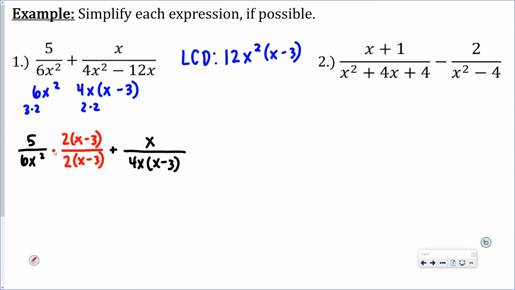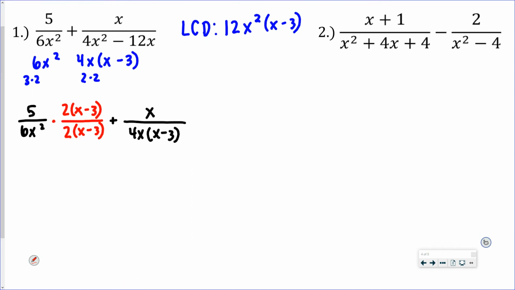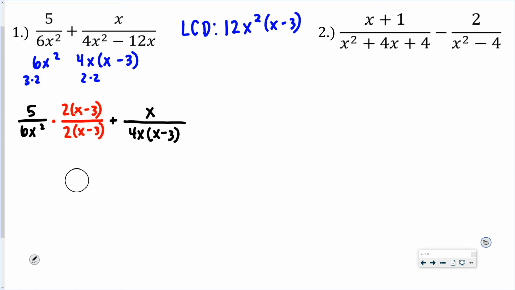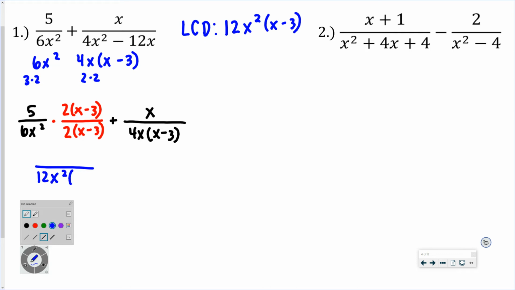So right now, folks, what I'm trying to do is I'm making equivalent fractions. Okay? I'm not technically done with this second step, but what happens with that fraction is now I get 6 times 2, I get 12 x squared times x minus 3 in my denominator, and that's what I wanted. I wanted to get my LCD. Maybe I'll do this one blue. Everybody see that? Yeah. That I get 12 x squared times x minus 3.